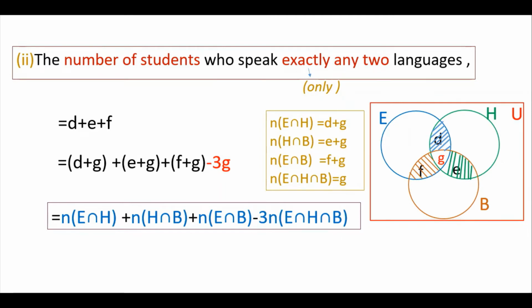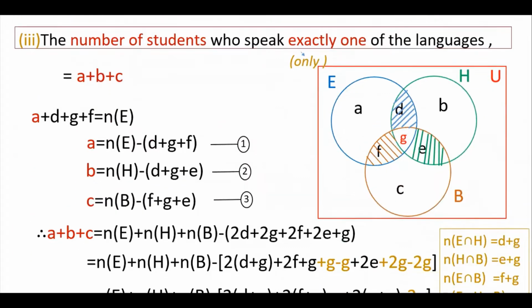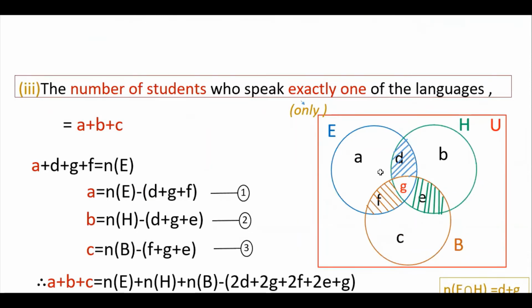Now the next one, the number of students who speak exactly one language, only one language. So those are A, B, C. So here the number of students who speak only English are A. So here only Hindi B and only Bengali C. Here n of E is full students. So they can speak English as well as other languages also. So here n of E, and the difference between n of E and only English, means only English they can speak. Those students are A, and n of E is full. You can add A plus D plus G plus F. That is the difference here.